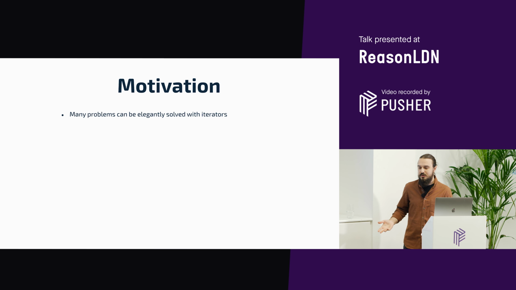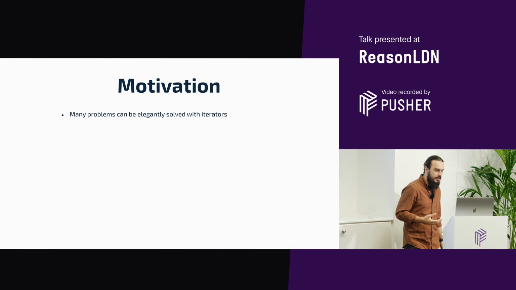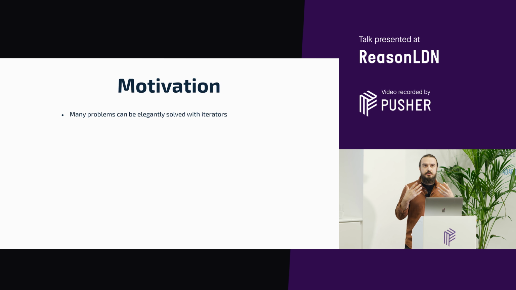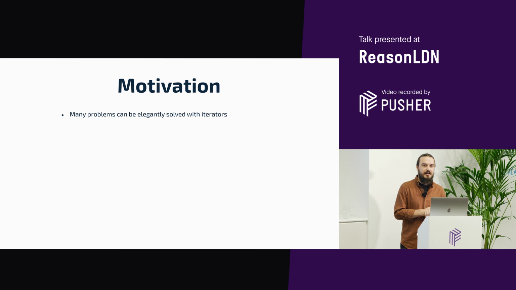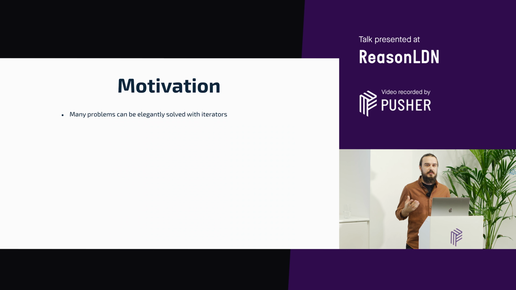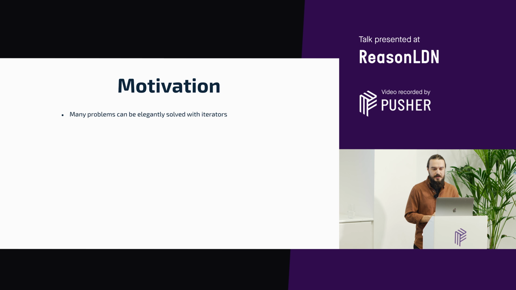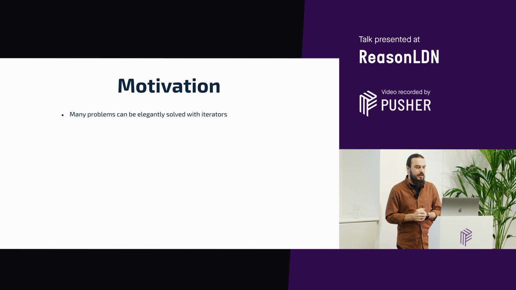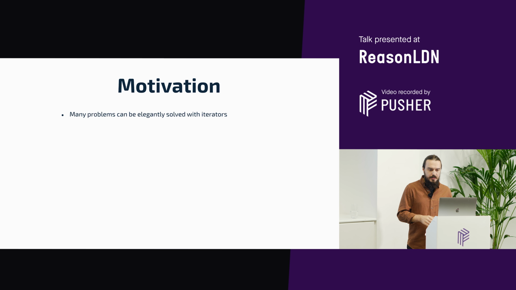So many problems can be solved with iterators. Streaming problems are everywhere around us in programming. We might not see some things as streaming, but in reality, I think even things like functional reactive programming can be described as streaming. I'm not going to talk about that specifically, but I think most people probably know about that.